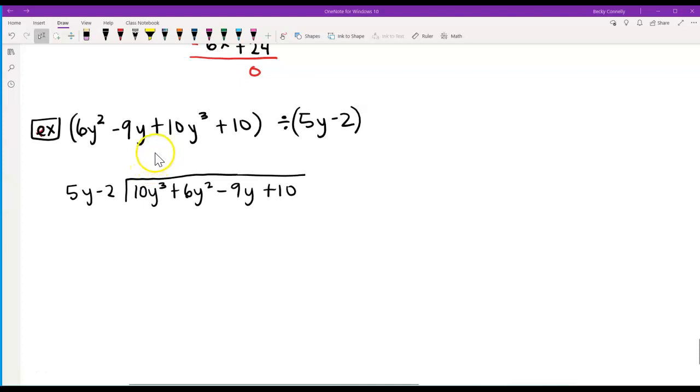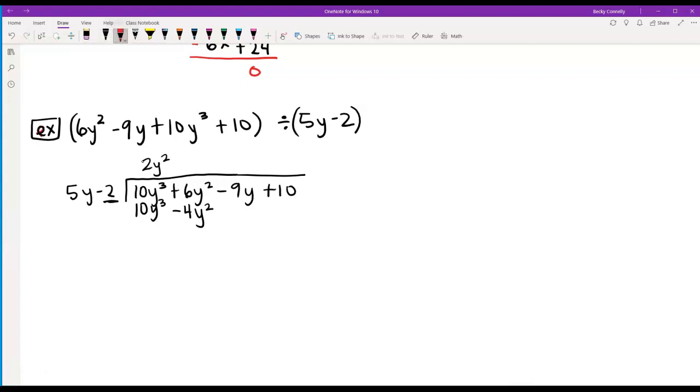All right, let me work through it. Make sure we have enough time to finish this one up. So hopefully just follow along with me and see if you got to the point where I'm at here. All right, so we're going to start off and say what times 5y gives me 10y cubed. So that's going to be 2y squared, because 5 times 2 gives me the 10, and y squared times y gives me the y to the third. And then I need to remember to multiply it by the negative 2 also. So 2y squared times negative 2 is negative 4y squared.